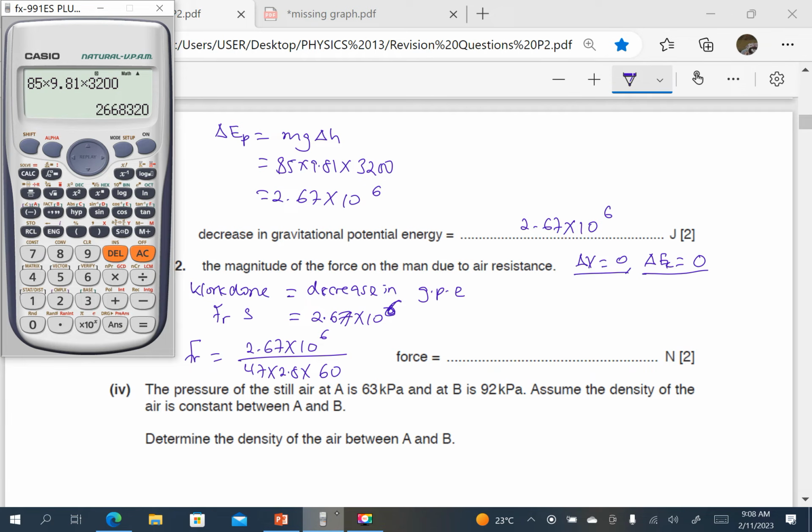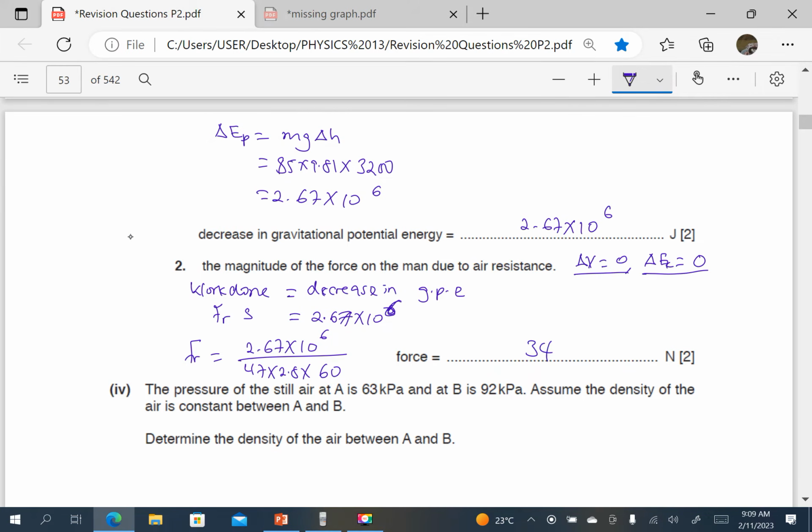So the force due to air resistance is going to be 2.67 times 10 power 6 divided by 47 times 2.8 times 60. So that is 338, which is approximately 340 newtons.